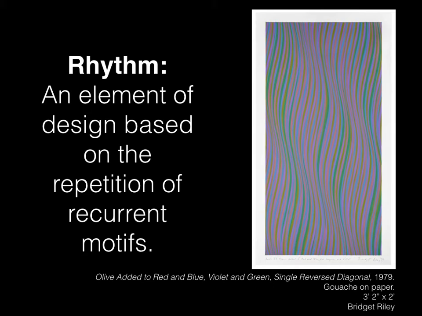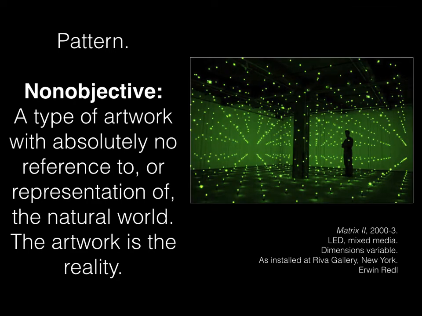Okay, first off, rhythm. Rhythm is an element of design based on the repetition of recurrent motifs. So in this painting we see right here by Bridget Riley, there's this kind of flowing wave, or it almost looks like a sheet blowing in the wind or something like that. And we get that feeling of motion through these kind of patterns, but then also the way that they kind of repeat in this off-kilter way. So there's this expected movement kind of going through the entire piece with color and form and shape. So yeah, rhythm.